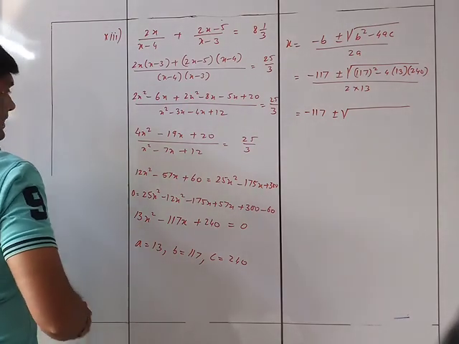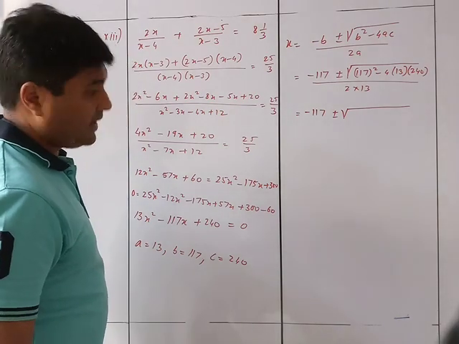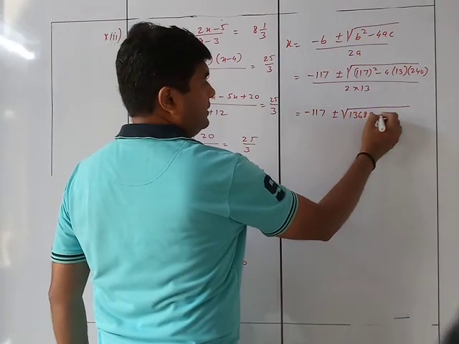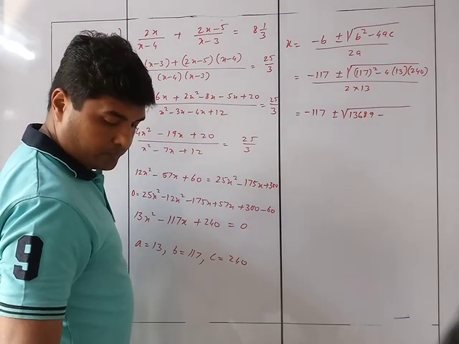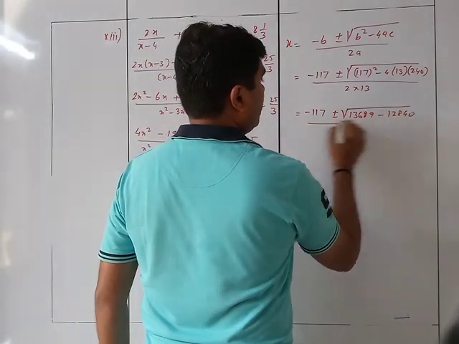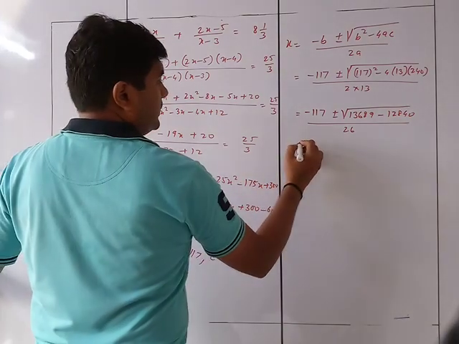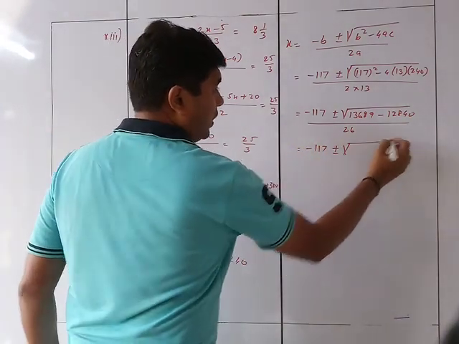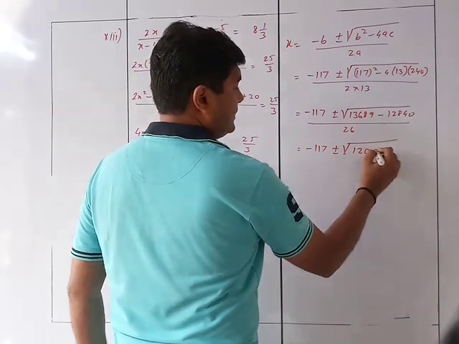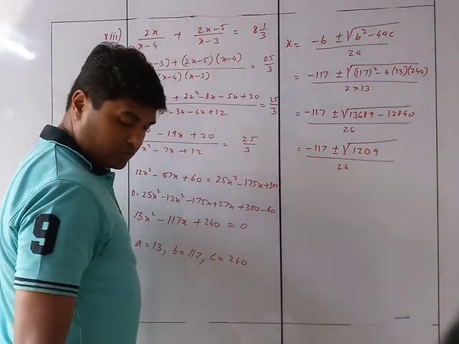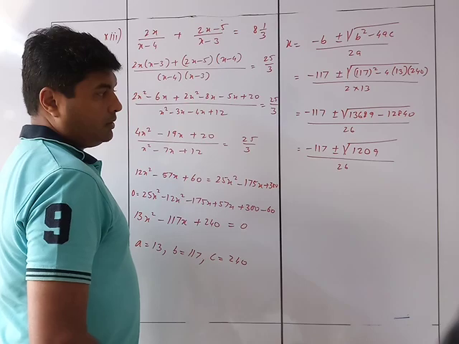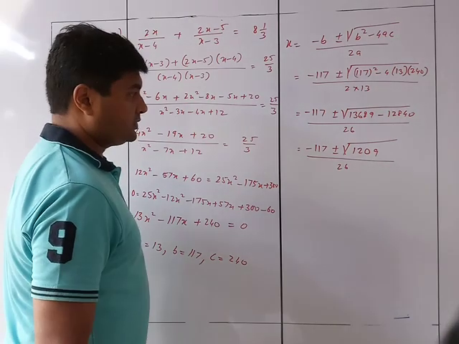sum. So right now I'll find out over here, it will be 13689 minus 12480 upon 26. You get over here minus 117 plus or minus root of 13689 minus 12480 upon 26. Now 1209.